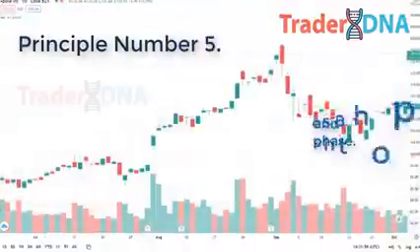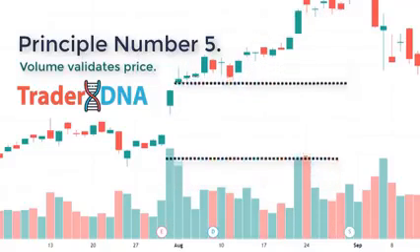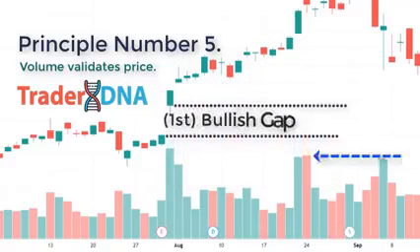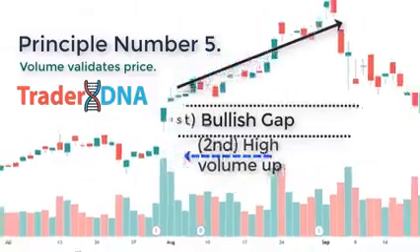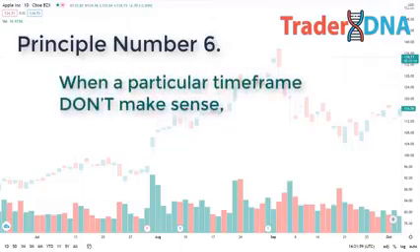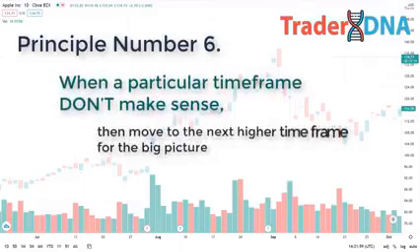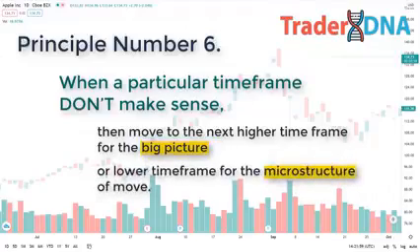Principle number 5. Volume validates price. First, see what candlestick is telling, then validate it by volume. Is it validating or not with the candlestick price action? Principle number 6. When a particular time frame doesn't make sense, then move to the next higher time frame for the big picture or lower time frame for the microstructure of the move.